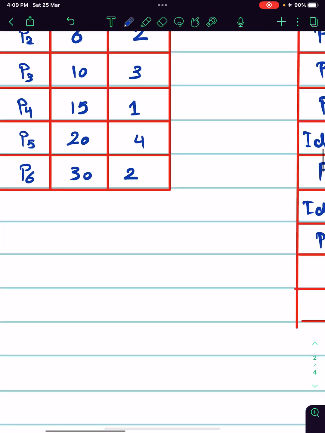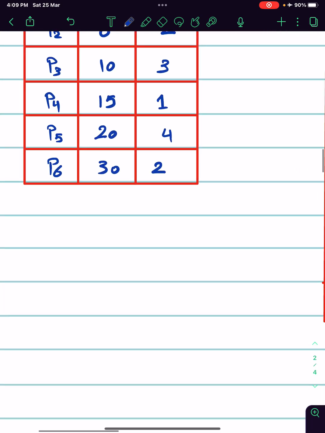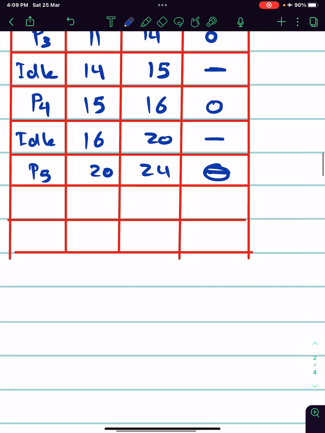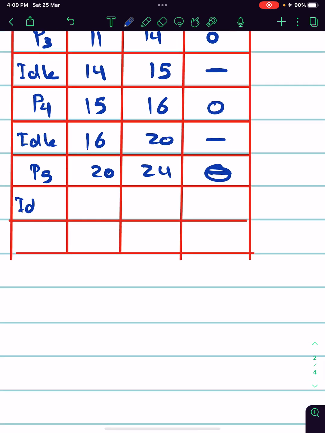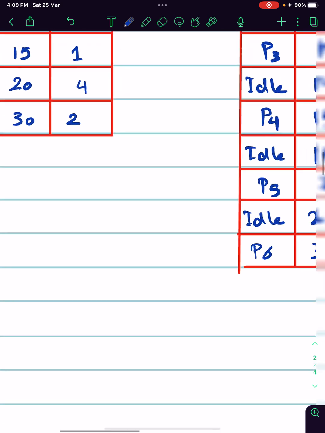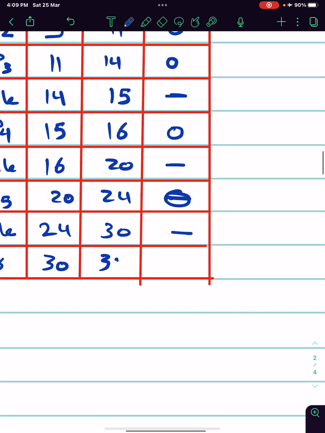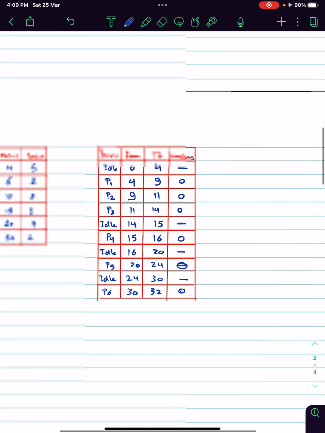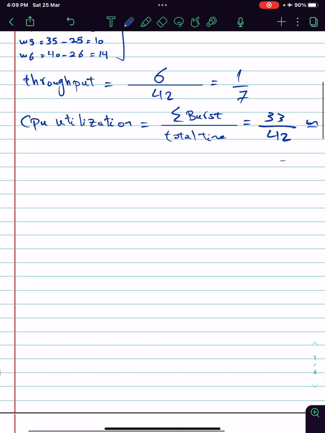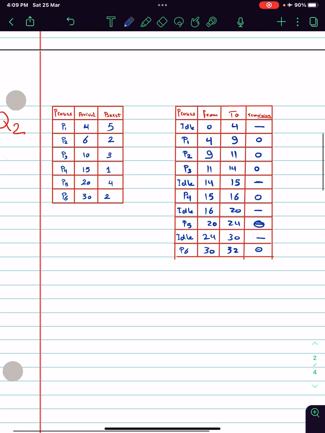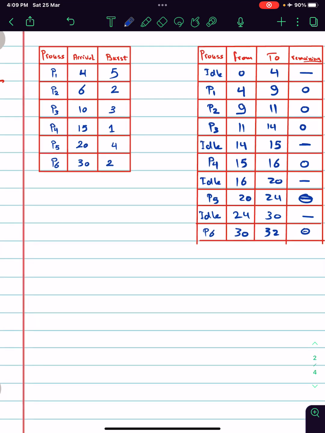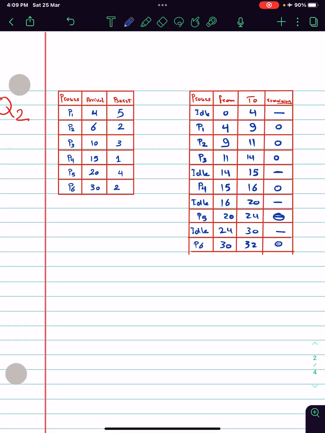And then the coming arrival is at time 30, so you have another idle state from 24 all the way to 30, and then you have P6 that arrives at time 30 and it will finish at time 32, with remaining 0. Okay, I did not do the timeline like how I did it for the last problem. You can directly do it in this table.